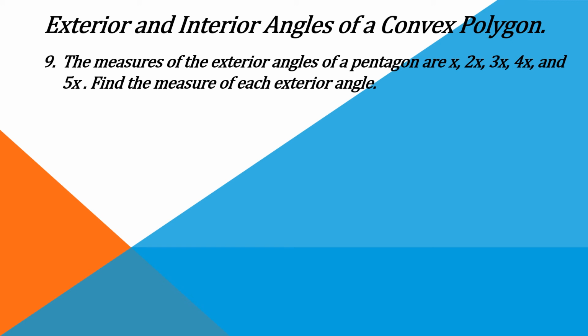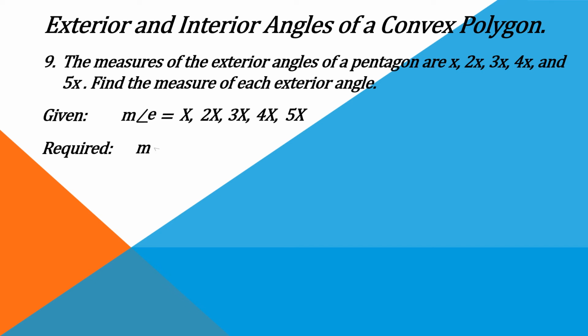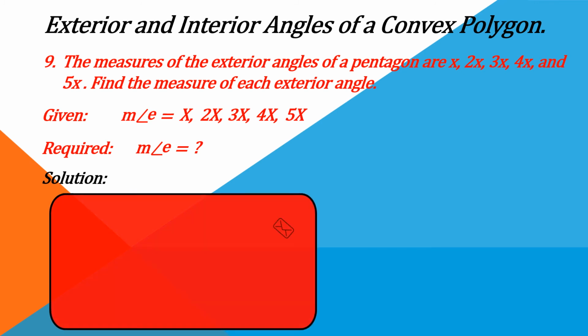So therefore, what we need to do first is to compute for the value of x. Given exterior angles are x, 2x, 3x, 4x, and 5x. Required exterior angle is unknown because it is equal to the variable x. And for the solution, the sum of exterior angles is equal to 360 degrees. So we will just add all the exterior angles of this pentagon and equate to 360 degrees. We can solve now the value of x.